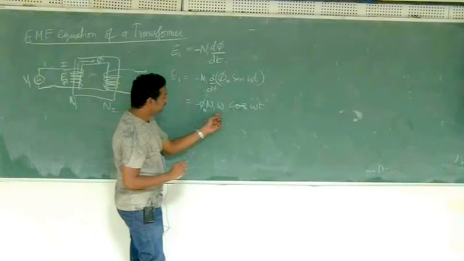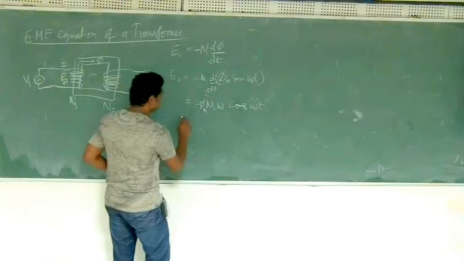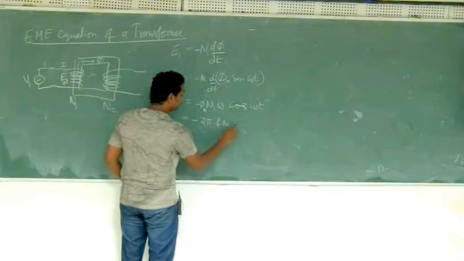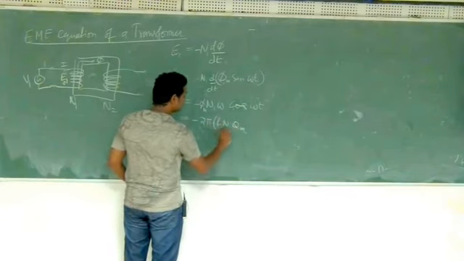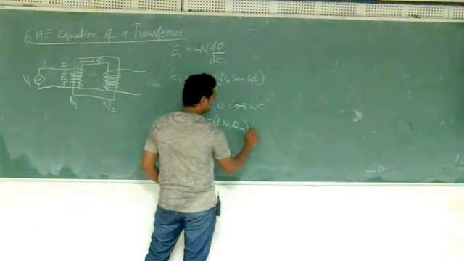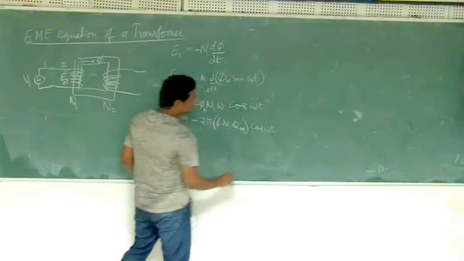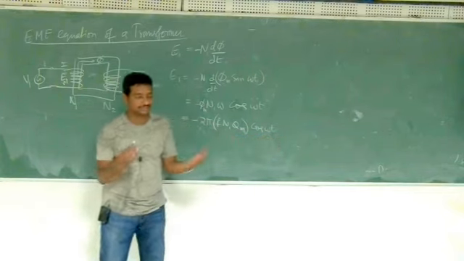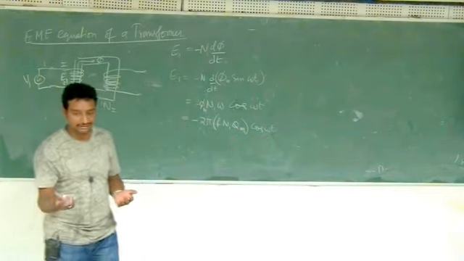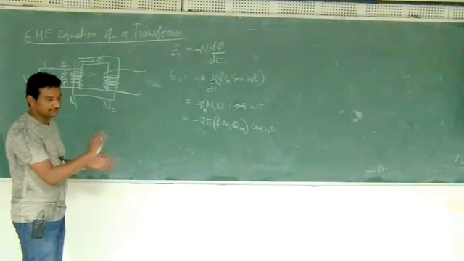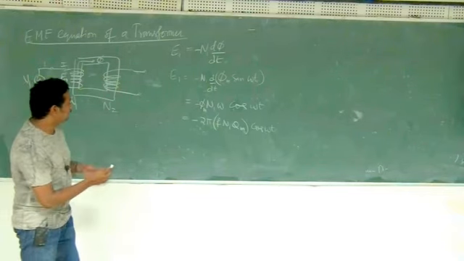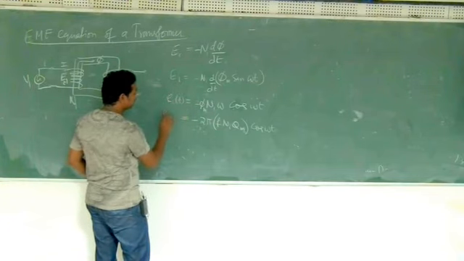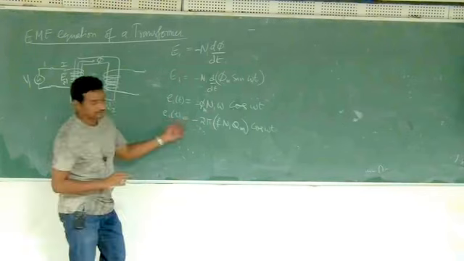So what is omega? It is nothing but 2 pi f. So let me write that: minus 2 pi f N1 phi m cos omega t. Again I can replace cos with sin of omega t minus 90 degrees, just to indicate that the EMF will be lagging the flux by 90 degrees. All that vector diagram you have also seen. Now this is actually E1 with respect to time, in the form of a time equation.